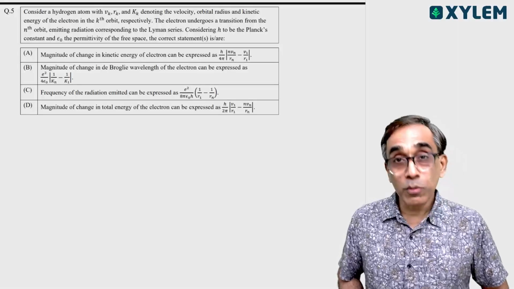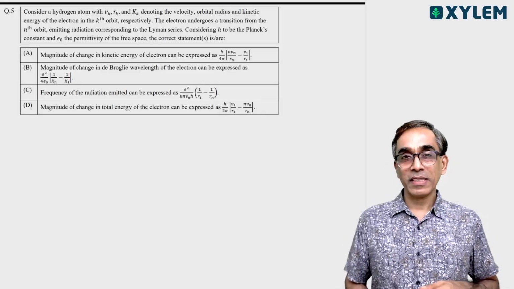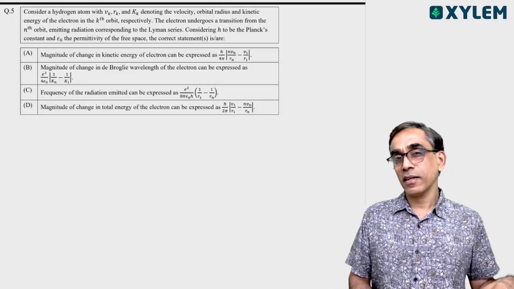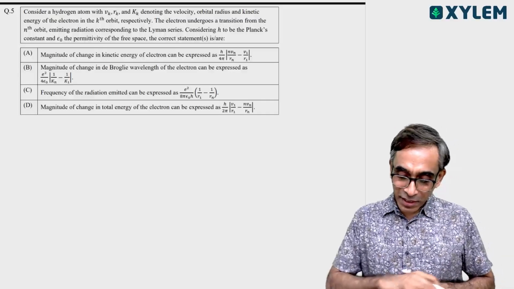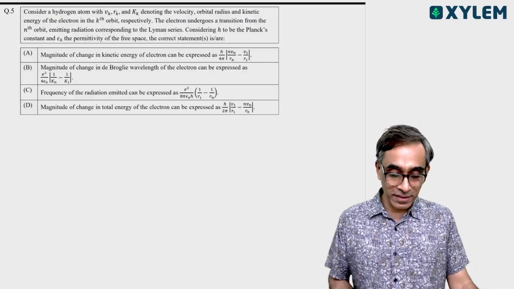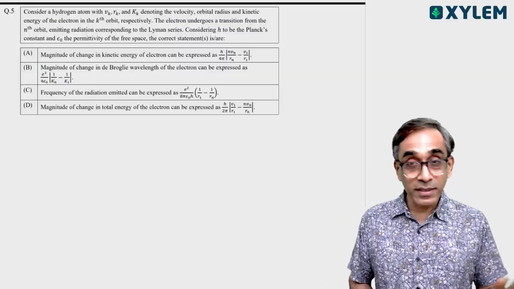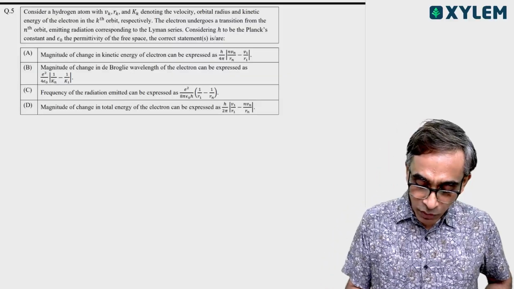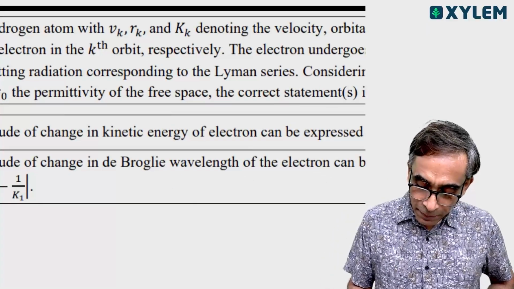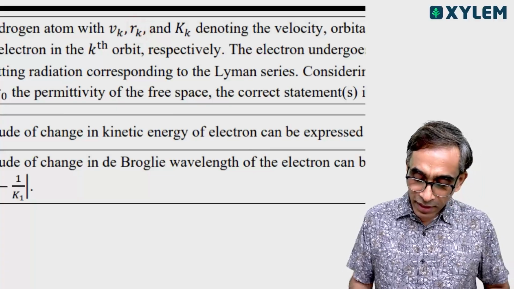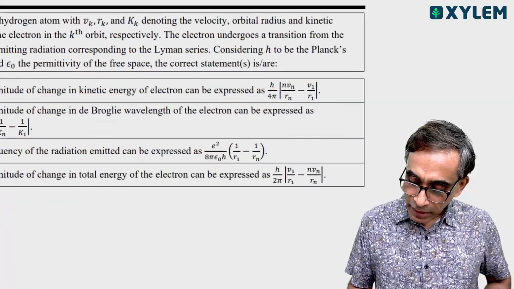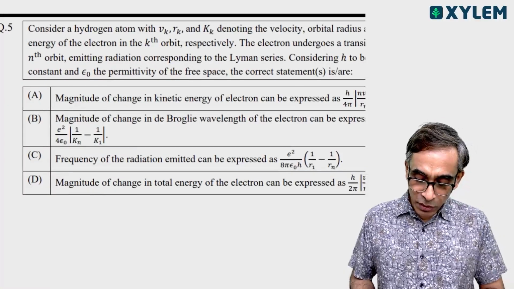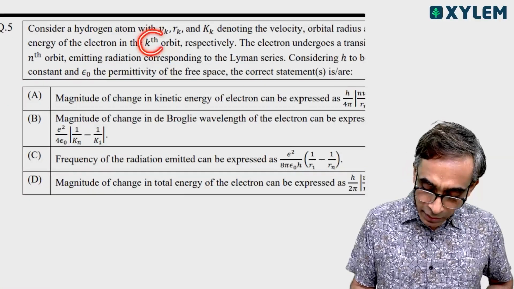This question is about modern physics, and in modern physics the equations are tough to memorize. See here, they are actually playing with the equations. Consider a hydrogen atom with Vk, Rk, and Kk denoting velocity, orbital radius, and kinetic energy of the electron in the kth orbit.